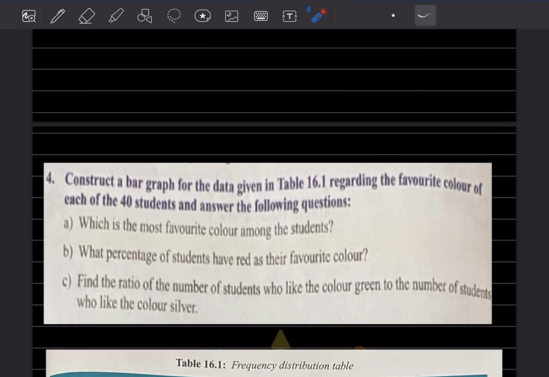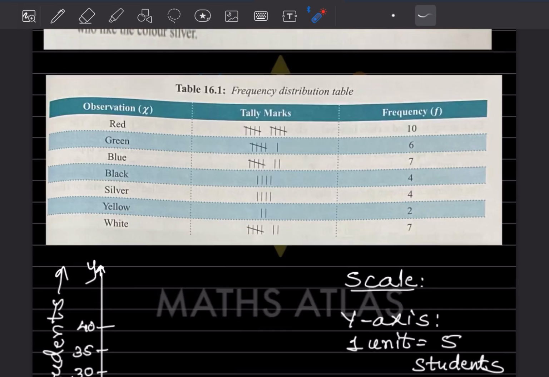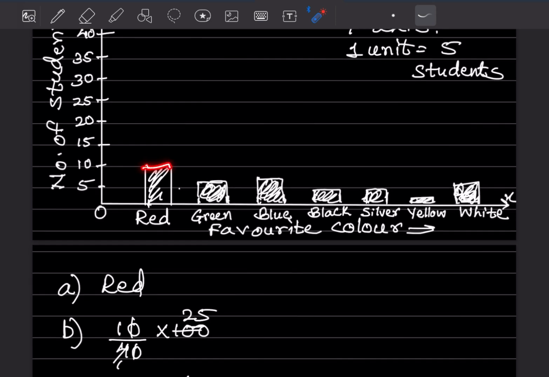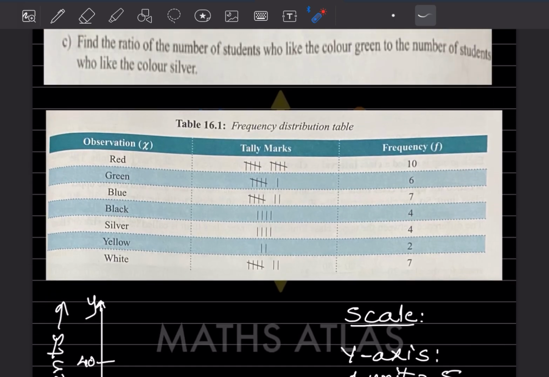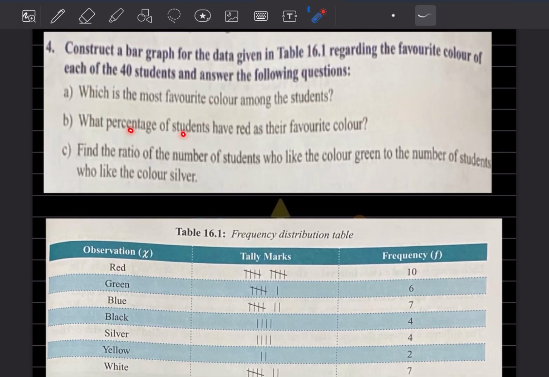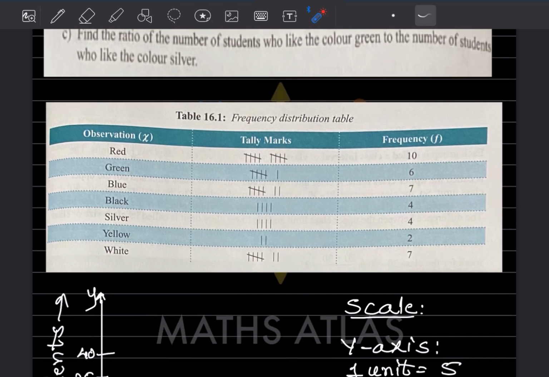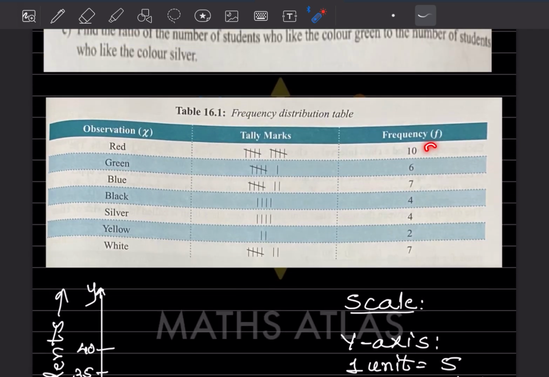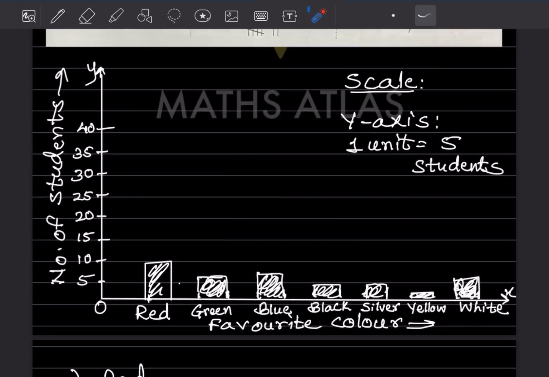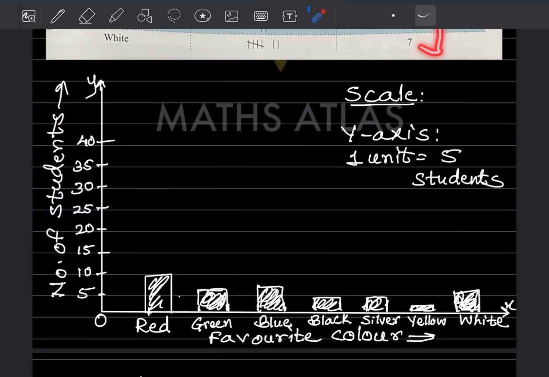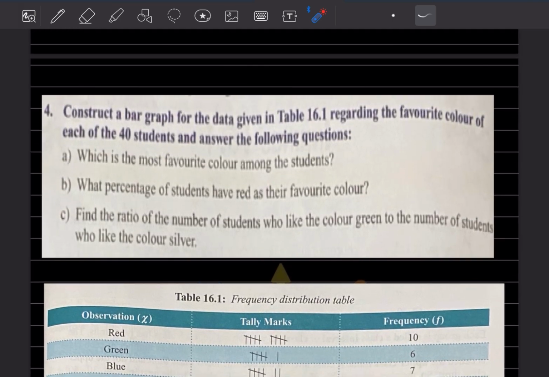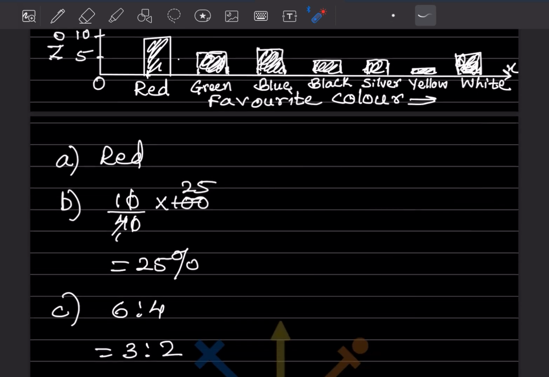Now they said which is the most favorite color among the students. On this graph, we can see the highest is 10. So we can say that is red. Now the next question: what percentage of students have red as the favorite color? Whenever there is a percentage, we have to see the total first. When you add all this, you get 40, or here also it is given that there are 40 students. So we can directly consider that one.